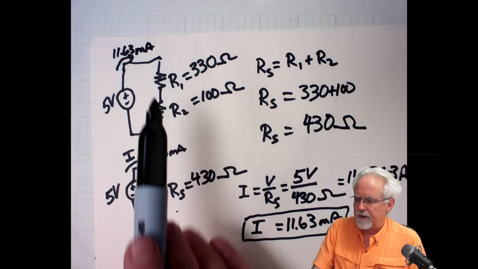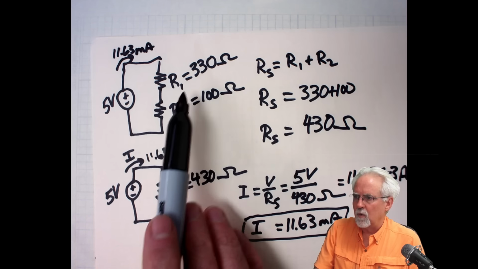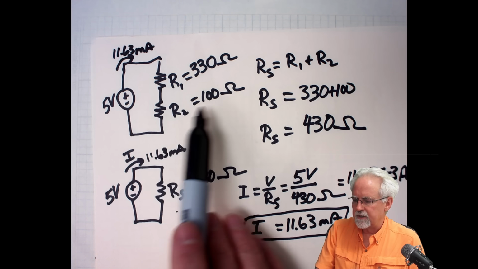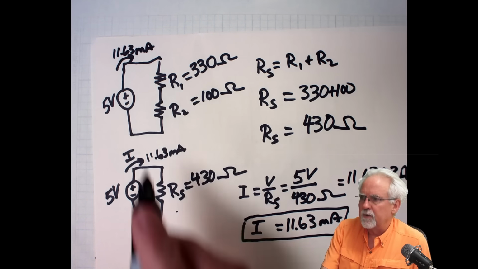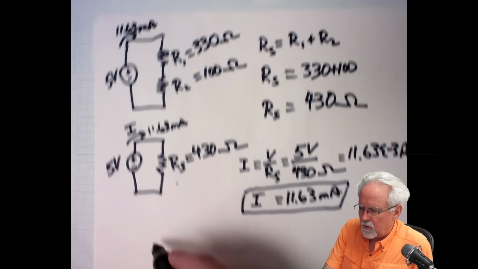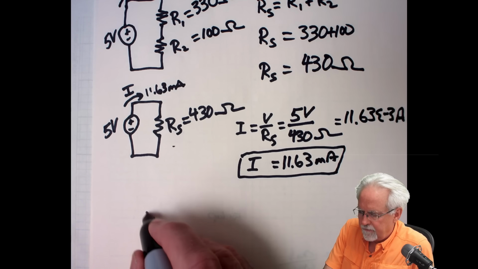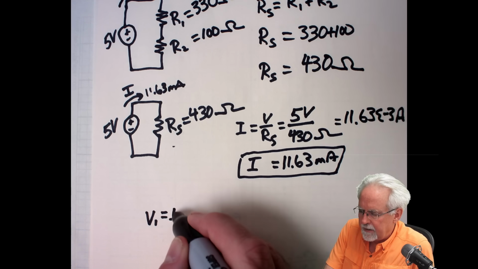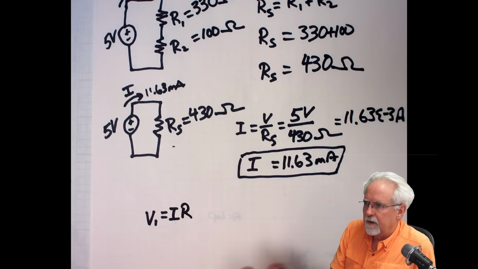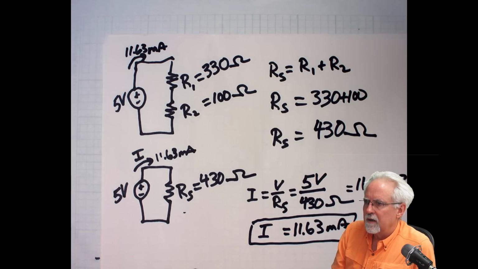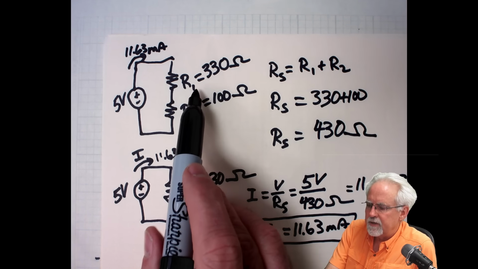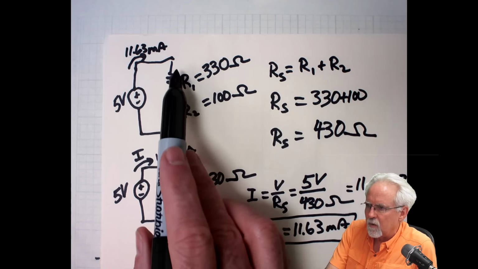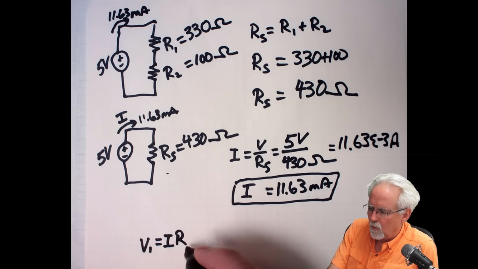Okay, I am not done because what I really want now is I know the current through the circuit, but I need to know the voltage across R1 and I need to know the voltage across R2. And so the voltage across R1, I am going to call that V1. And V1 is equal to I times R, but which R?